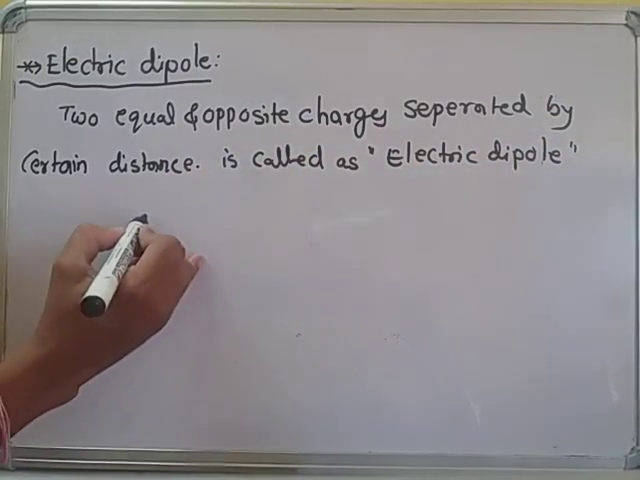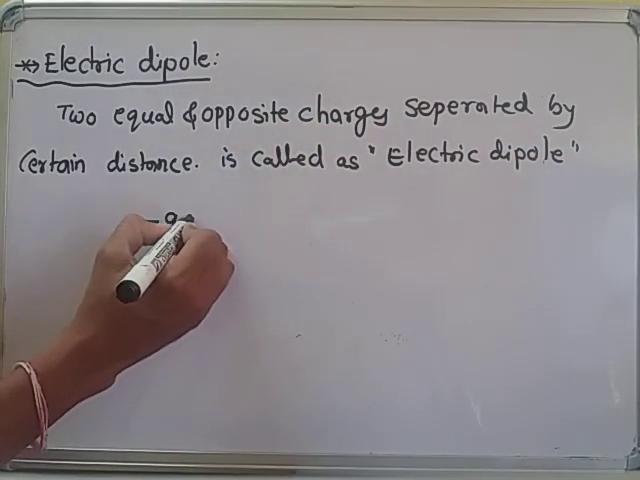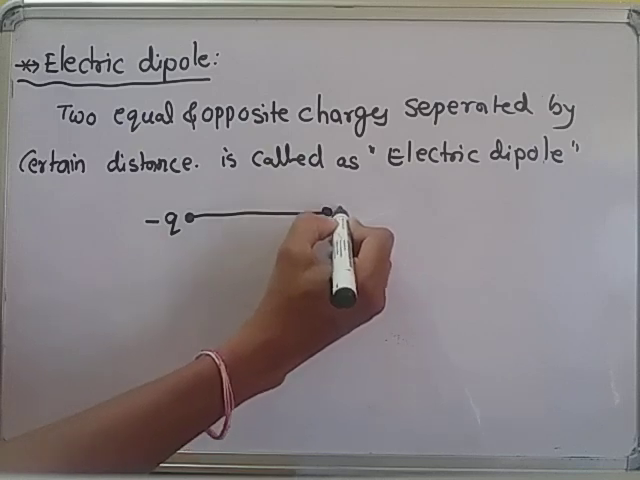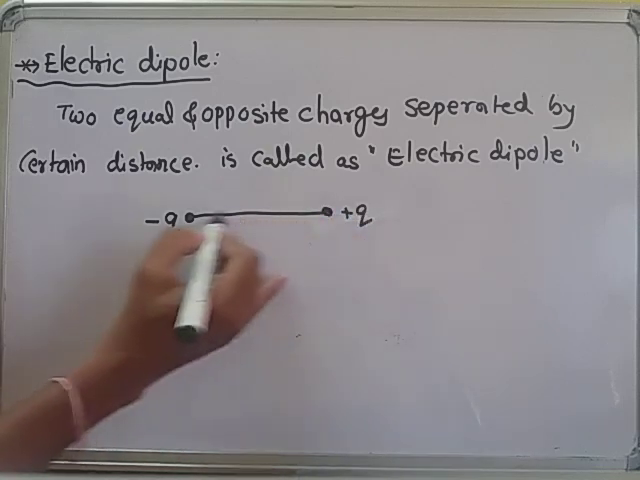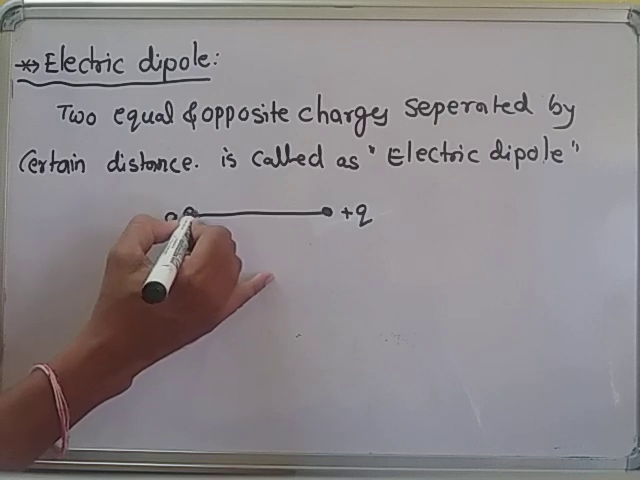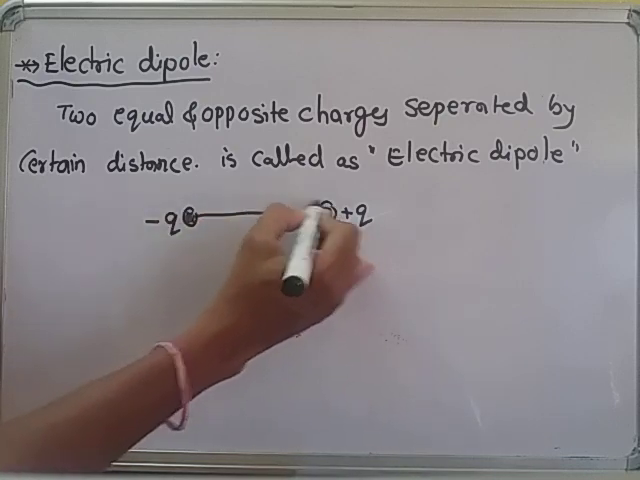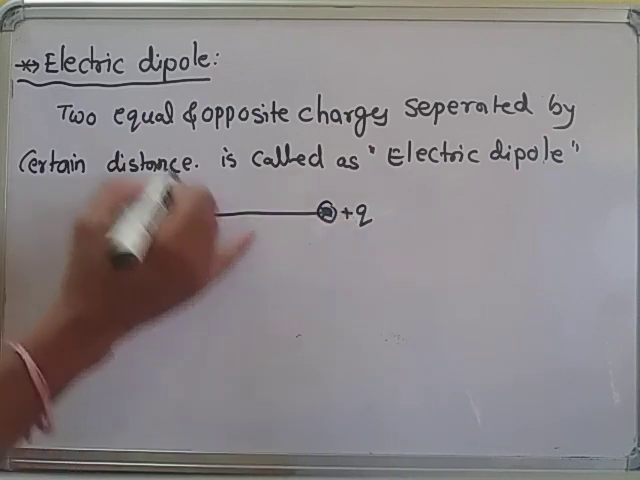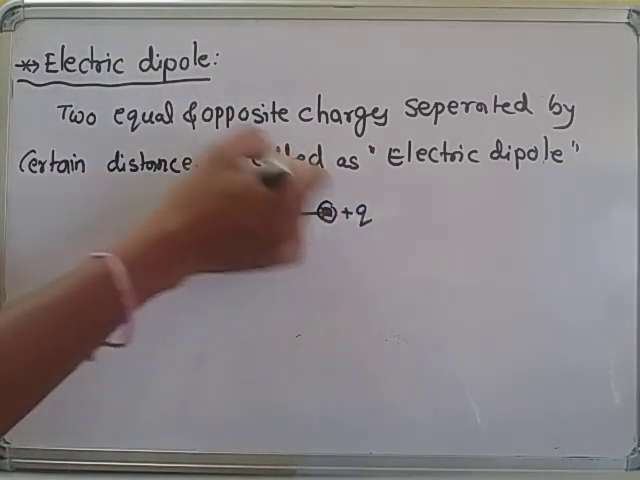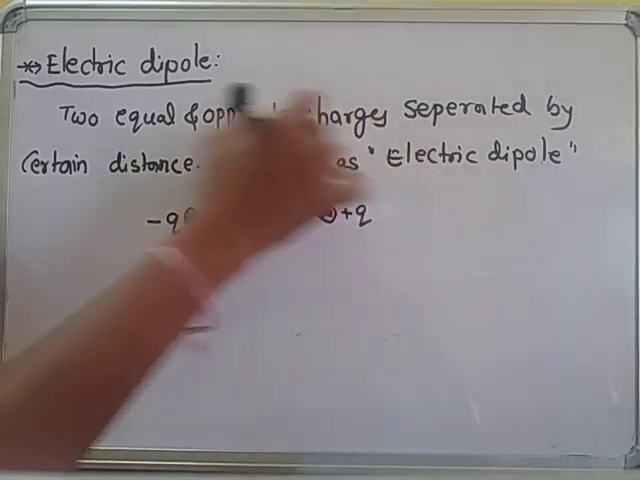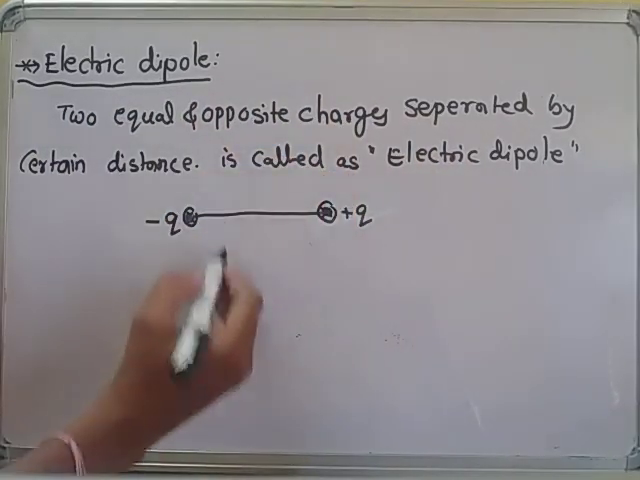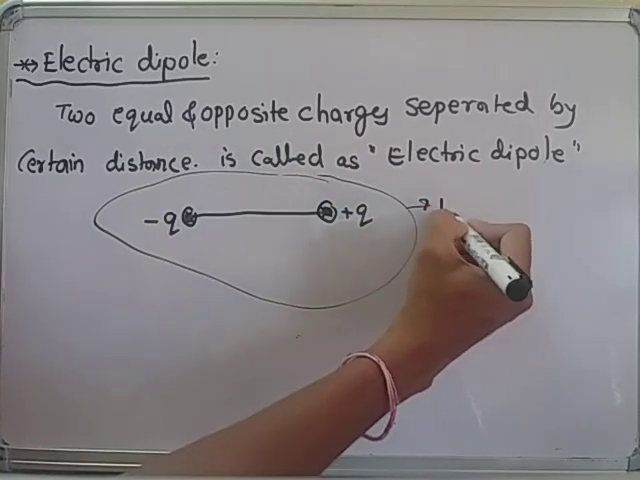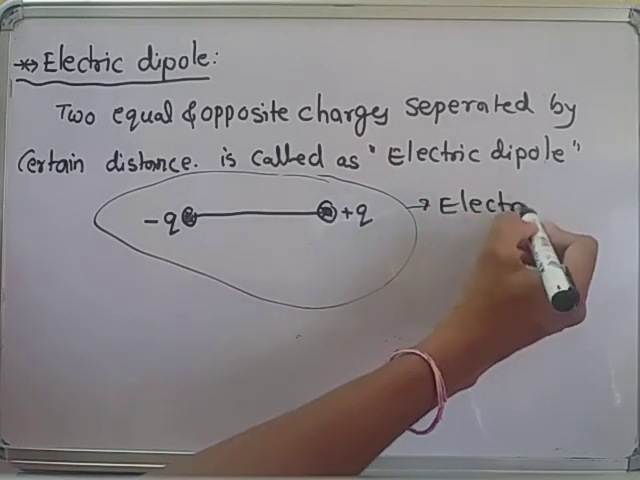Equal and opposite charges. For example, this is a minus q charge and the next one is a plus q charge. These two charges are equal in magnitude q, but opposite in sign. And now this is said to be a dipole. This is an electric dipole.